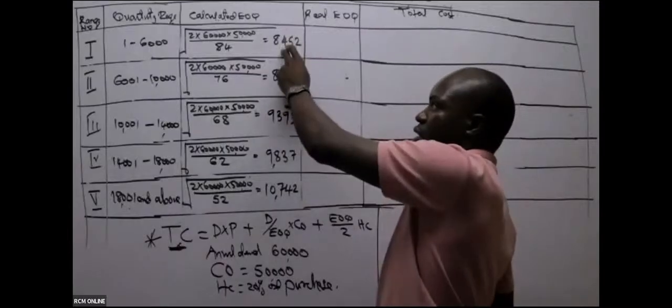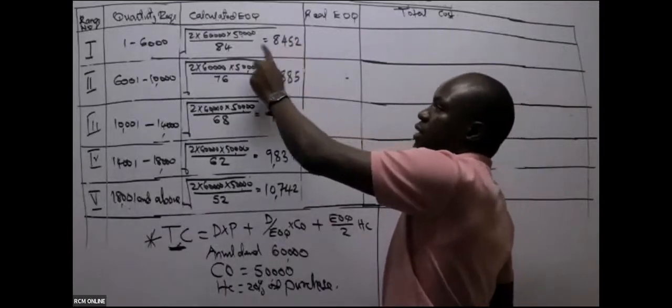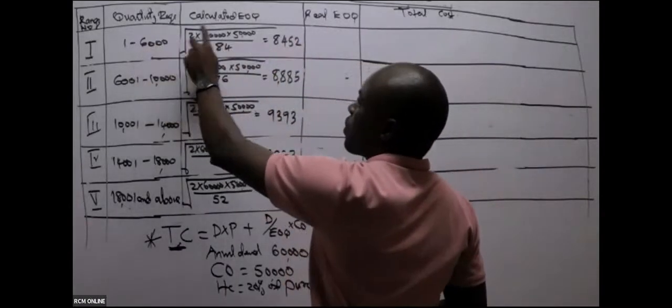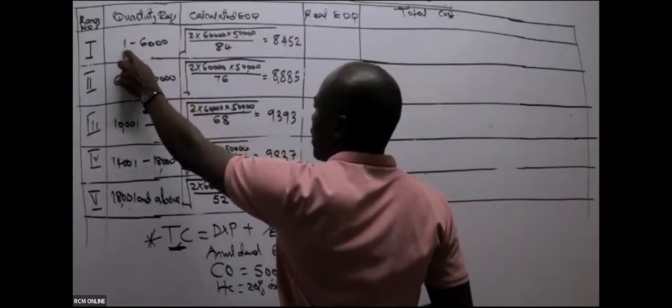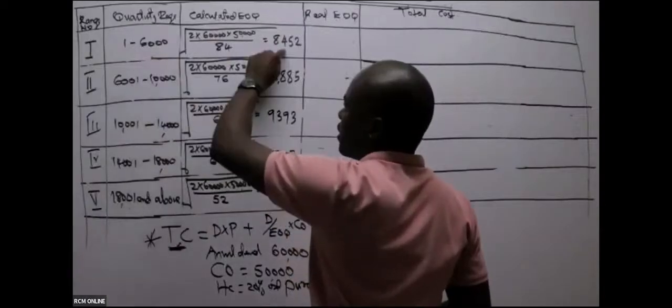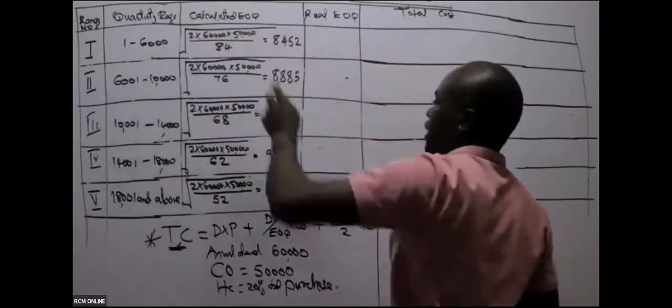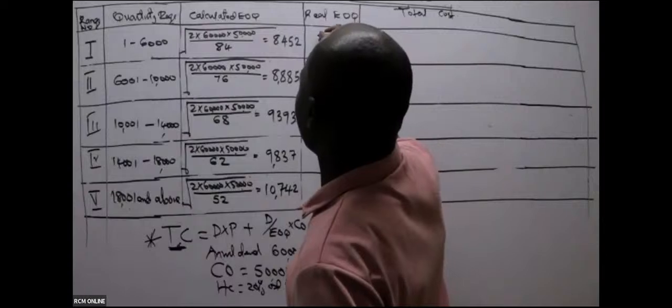So let's look at this. Our calculated quantity is above the range. For us to get the discount, we must purchase 1 to a maximum of 6,000. This one is above that, so there's nothing you're going to get here. We ignore.